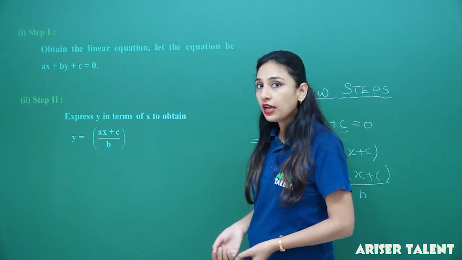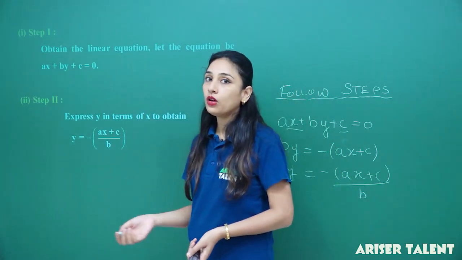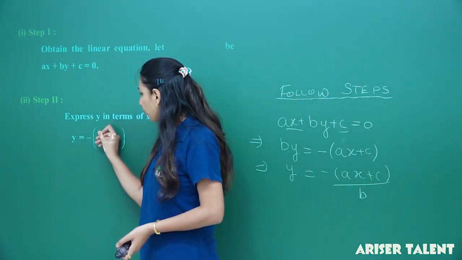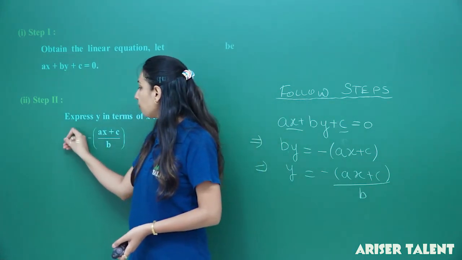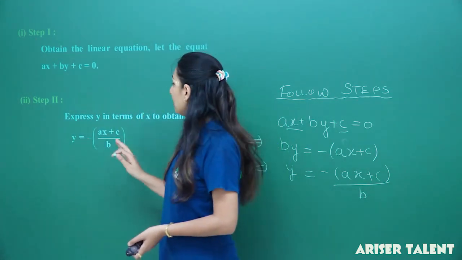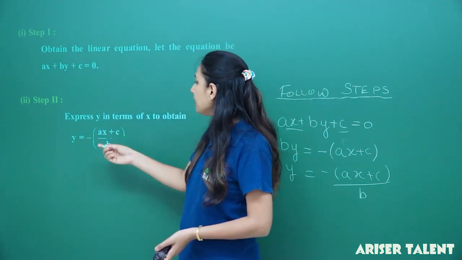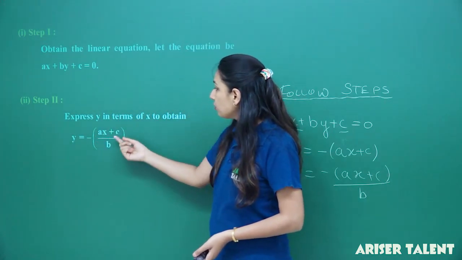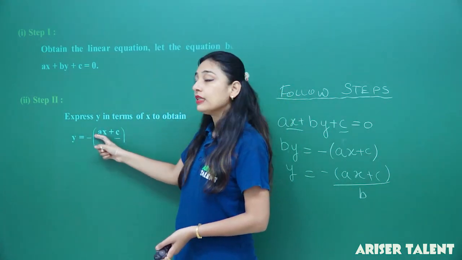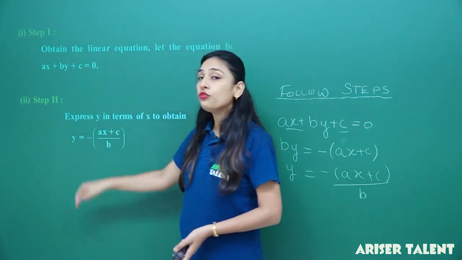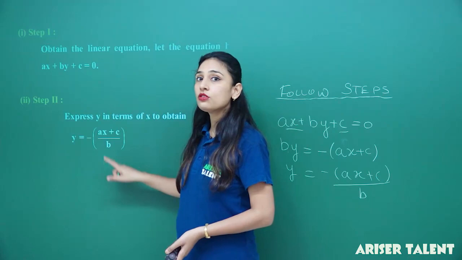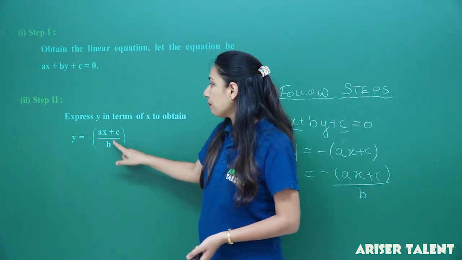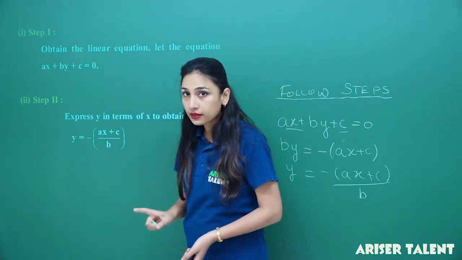Now what will I do? I'll put some value of x and find out the value of y. Now if I put some value of x here, I can have the value of y here, okay. I can take the value of x equals to 0. So at x equals to 0, this term will vanish, so minus c by b will be the value of y. If I am putting x equals to 1 here, what will be the value? Now that will be minus of a plus c, by b.